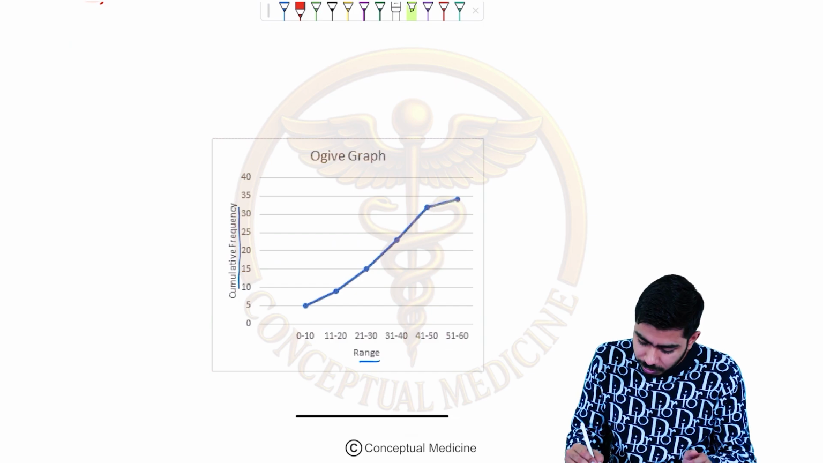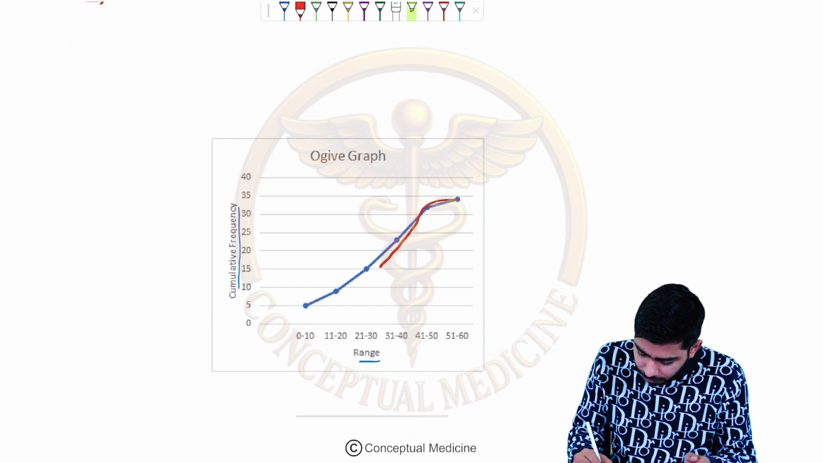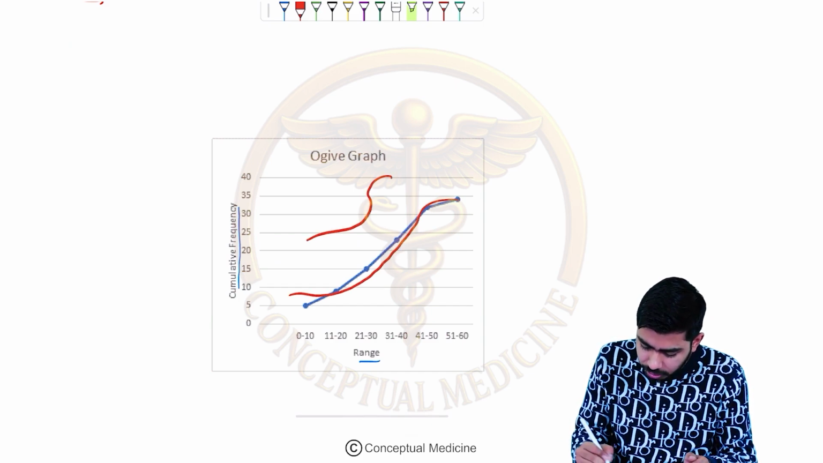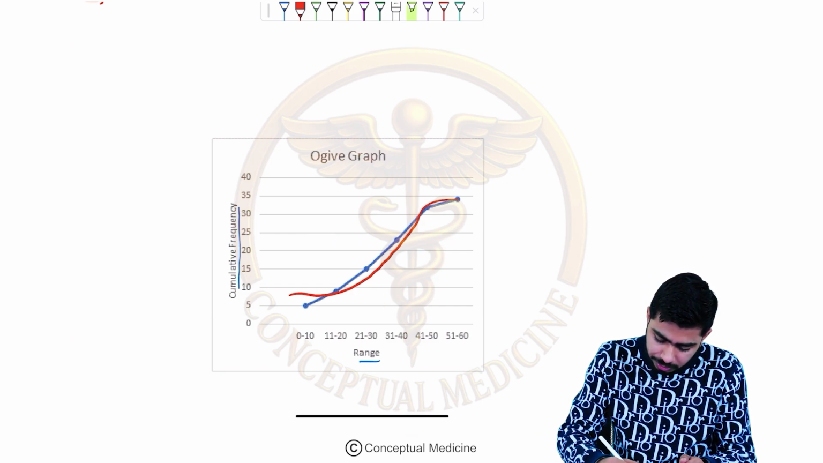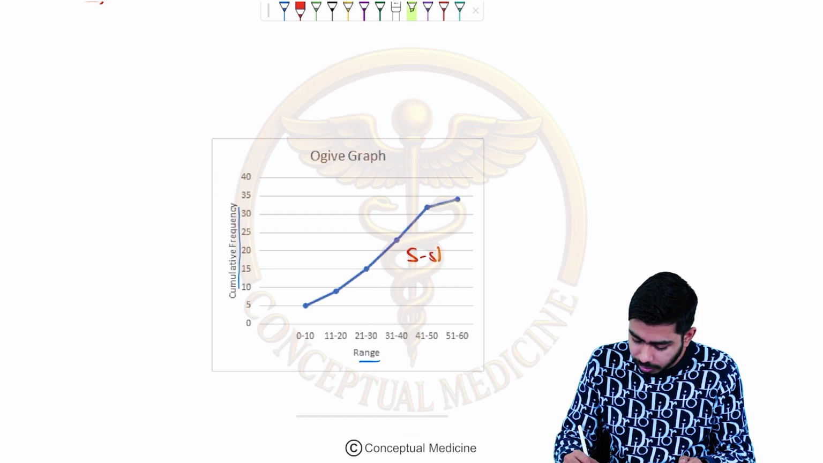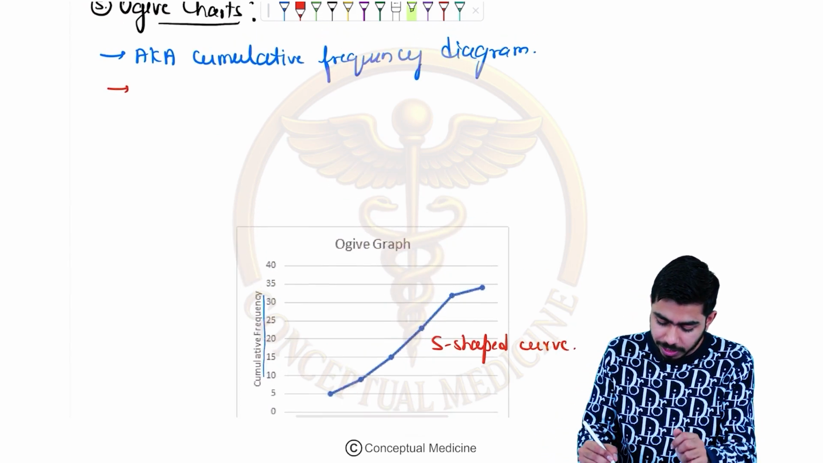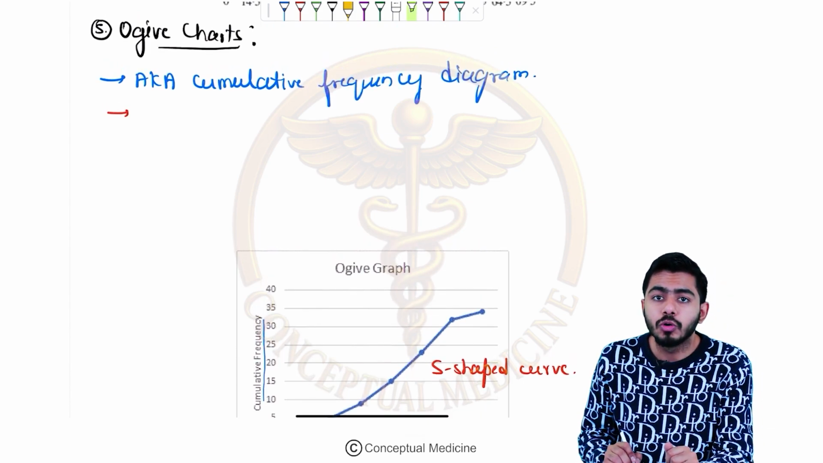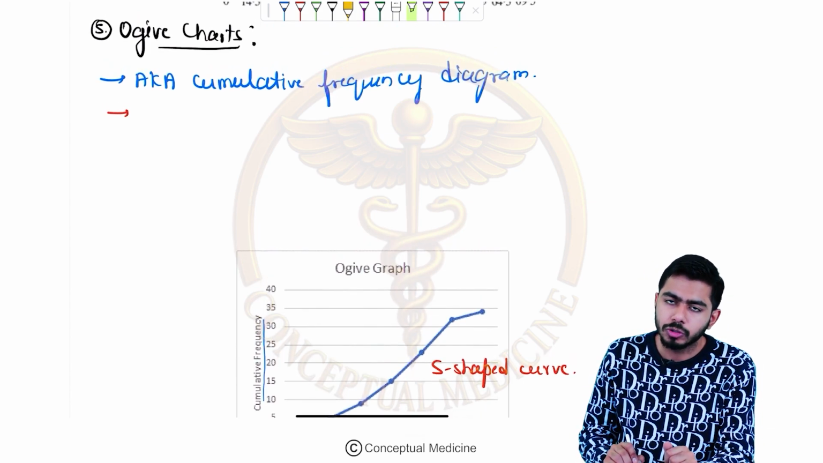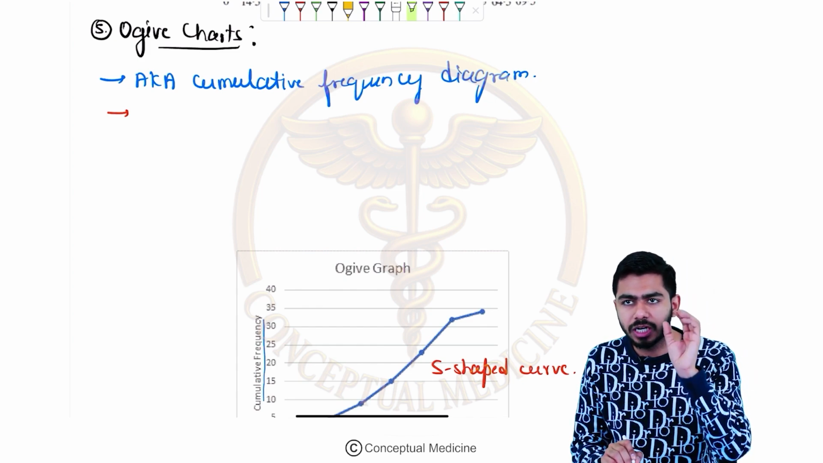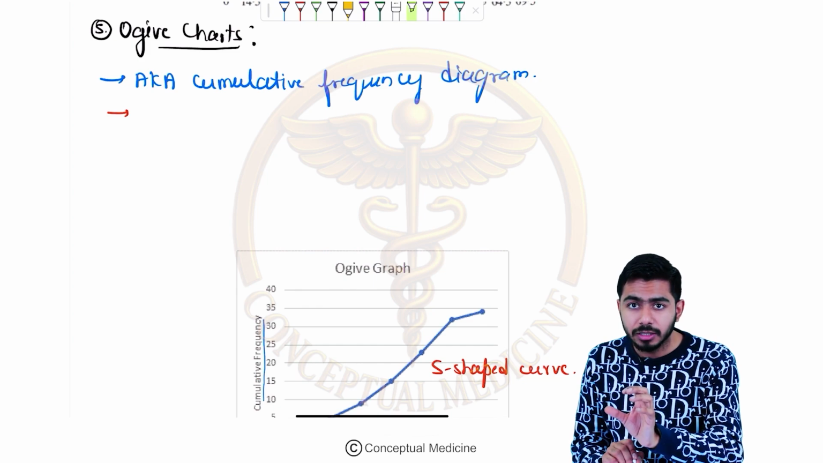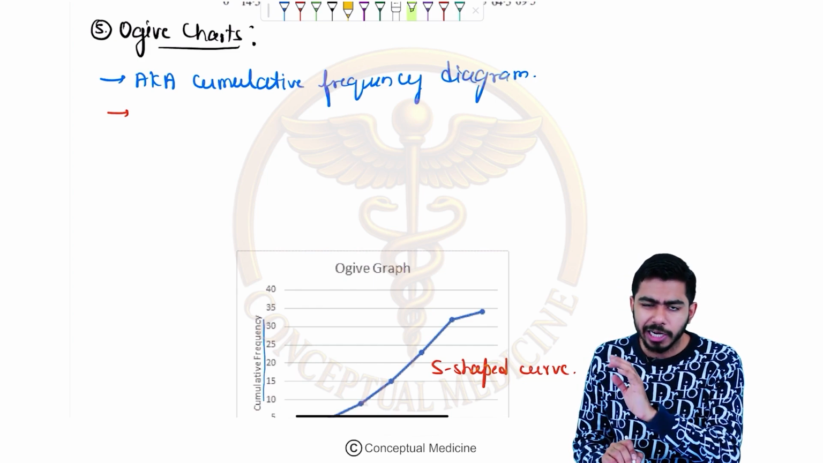So over here, if you see, it would have the S shape. It will usually have the S-shaped curve like this, right? Like a snake, S-shaped curve. So let me write it over here itself, that in the Ogive chart or in the Ogive curve, these are also called the cumulative frequency diagram, representing the data between the cumulative frequency and the x variable over here, any kind of variable I mean.